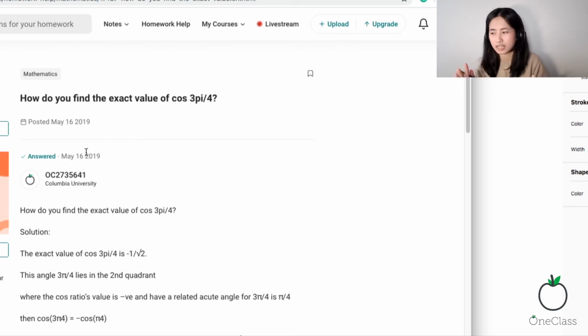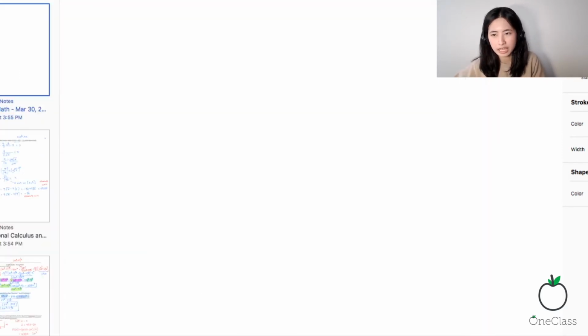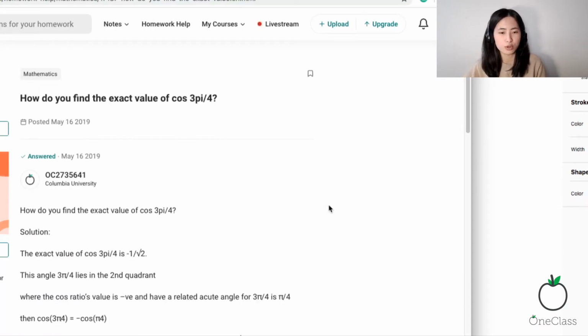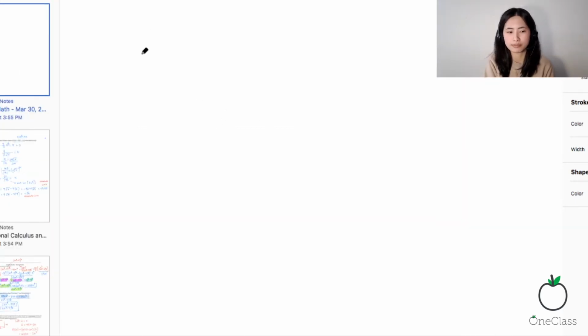It says, how do you find the exact value of cosine 3 pi over 4? Okay, so if you're in pre-calculus right now, or advanced functions, or you're in grade 12, so we've learned back then that if you have, let's say, cosine, typically it would be in the form of an angle. So now we're dealing with radians, because we know that radians is also a unit of measurement for angles. So because this is 3 pi over 4, let's start off by drawing our quadrants.